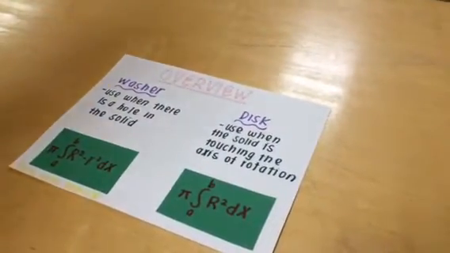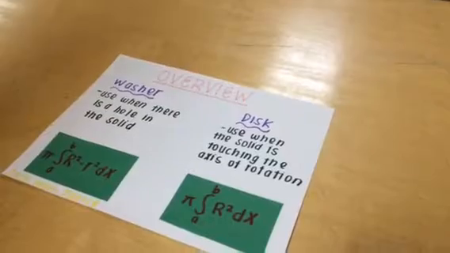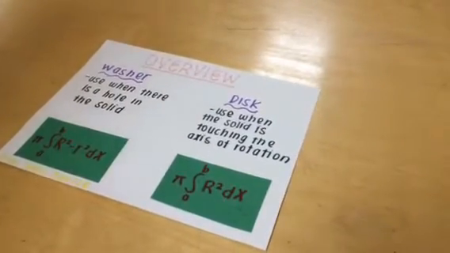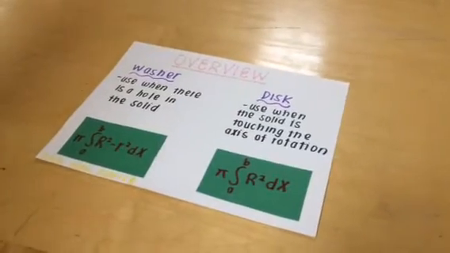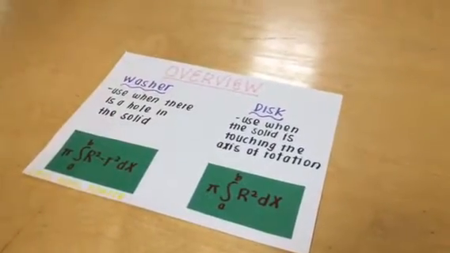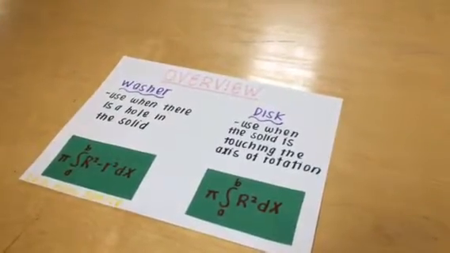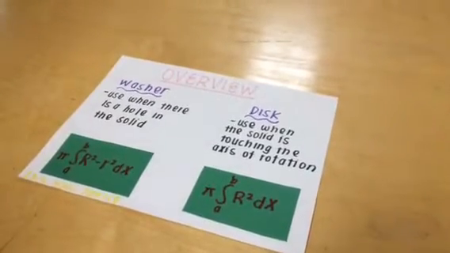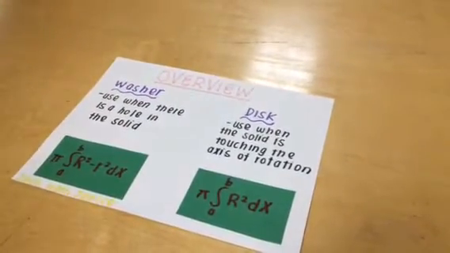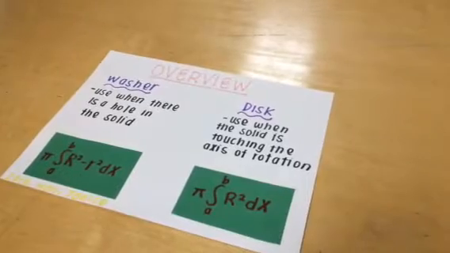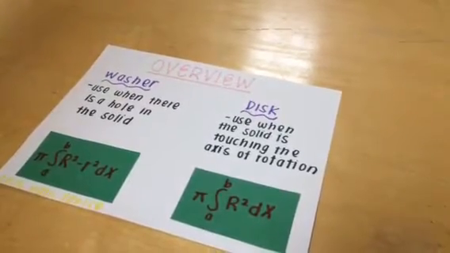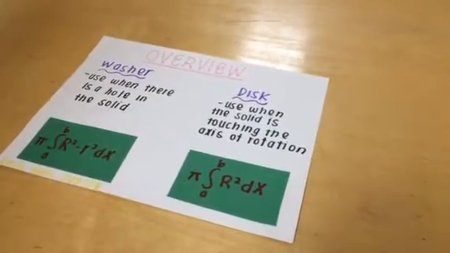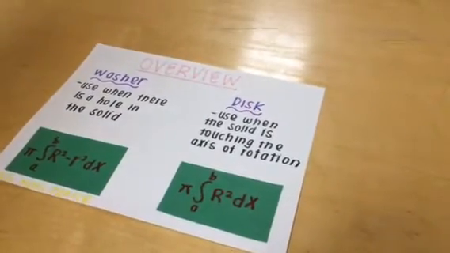Now let's review the key points to find the volume of a solid of revolution. Washers are used when the area is rotated about a line that is not touching the area, which is also known as a hole. This can be represented by the formula pi times the integral from a to b of big R squared minus little r squared dx. Disks are used when the solid is touching the axis of rotation. This can be represented by using the formula pi times the integral from a to b of r squared dx.